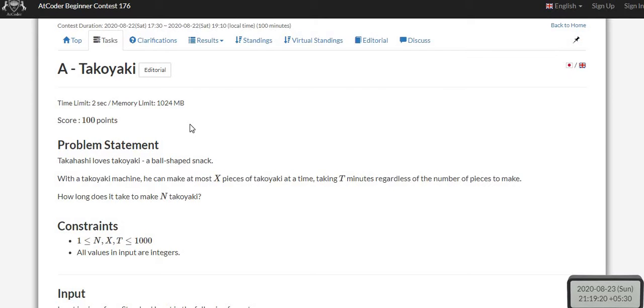So today we are going to discuss a problem from the AtCoder Beginner Contest 176. This is problem A and the problem title is Takoyaki. So what is given in the problem statement?